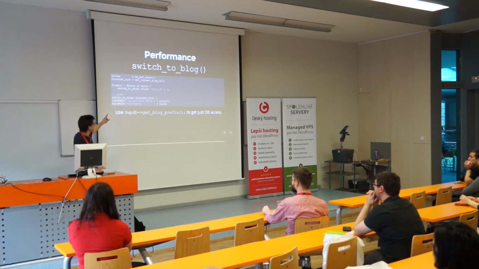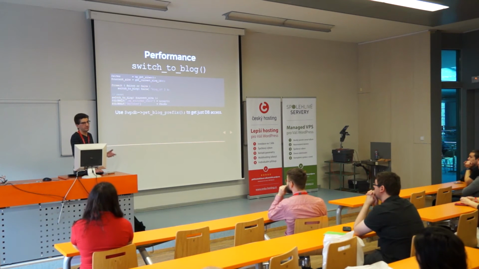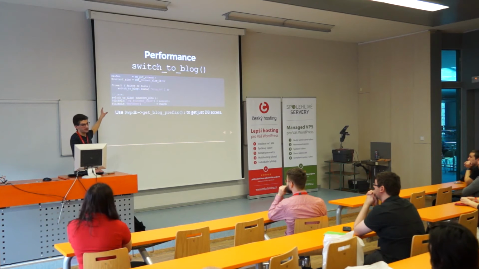Doing it this way, just switch through all blogs, and at the end, switch to the original, the first blog again, and then clear these two global variables will save you 50% of the time. Even if you haven't done anything, just calling switch to blog, it's already 50%. And depending on the size of a network, the user will notice the difference.